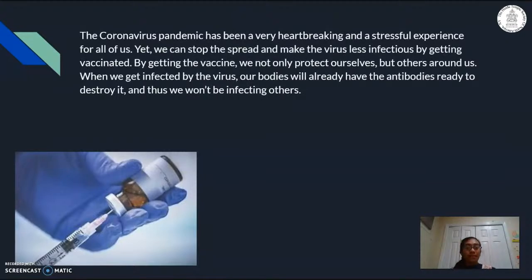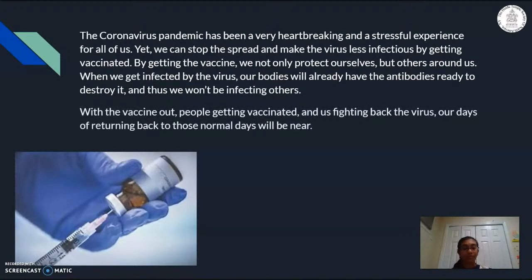The coronavirus pandemic has been a very heartbreaking and stressful experience for all of us. Yet we can stop the spread and make the virus less infectious by getting vaccinated. By getting the vaccine, we not only protect ourselves but others around us. When we get infected by the virus, our bodies will already have the antibodies ready to destroy it, and thus we won't be infecting others. With the vaccine out, people getting vaccinated, and us fighting back the virus, our days of returning to those normal days will be near.